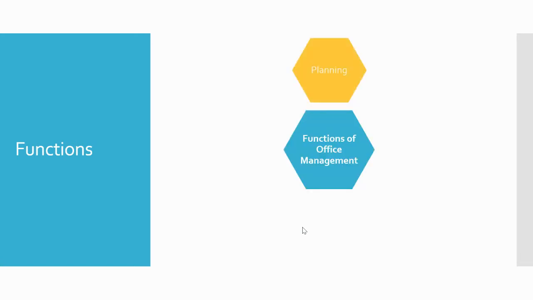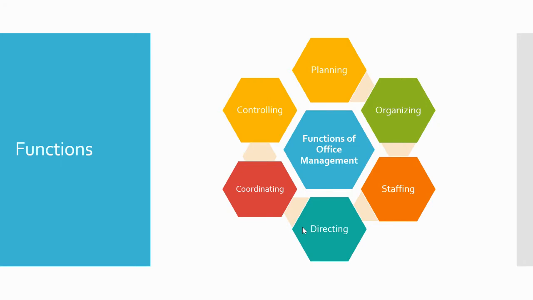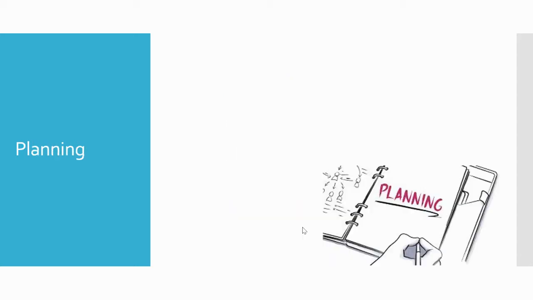These various functions will enable all the individuals to understand the organization goals, and it will enable them to achieve their goals in an efficient manner. Let's see, what are the functions which we are going to learn? Planning, organizing, staffing, directing, coordinating, and controlling. These are the 6 functions which we are going to learn in this tutorial.